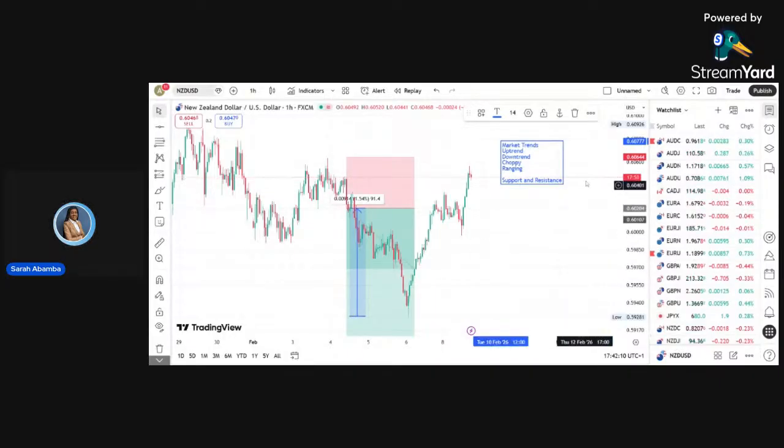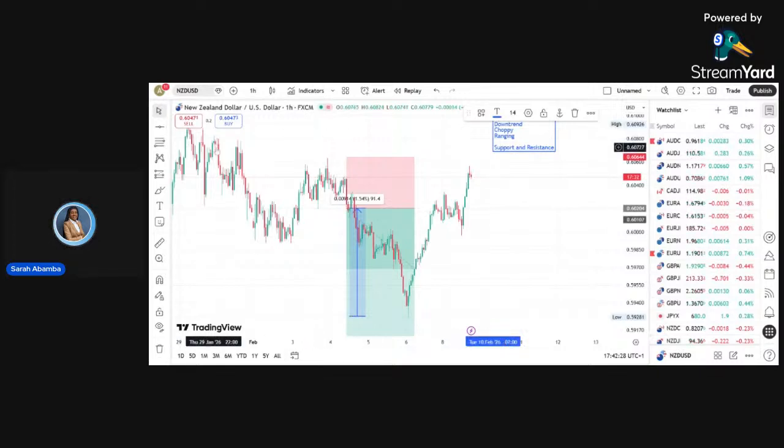Okay. So I think we should start from the support. That will give us a better footing on what we are going to be learning today. So let's start from the support and the resistance so that we can build on them. So what is a support? What is a support?